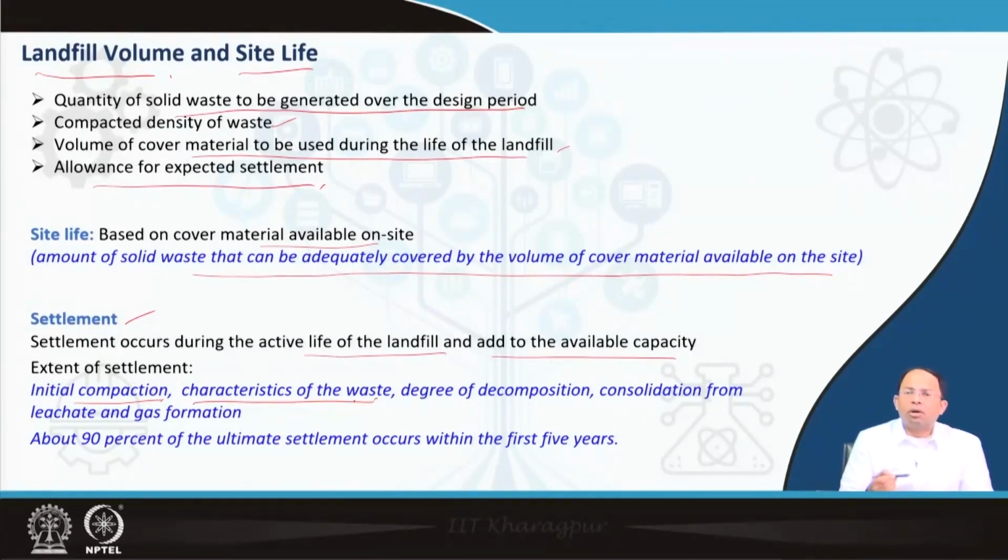Characteristics of the waste: if we have a lot of organic waste and other material which decomposes and becomes gas and breaks down into other materials, then of course settlement would be higher. Degree of compaction, how much I compact. Consolidation from leachate and gas formation, so how much leachate is formed, how much gas is formed, that also gives us an idea about what should be the settlement of the entire site. About 90% of the ultimate settlement occurs within the first 5 years. So settlement keeps on happening over the life of the landfill and even after that, but 90% of it happens within the first 5 years.